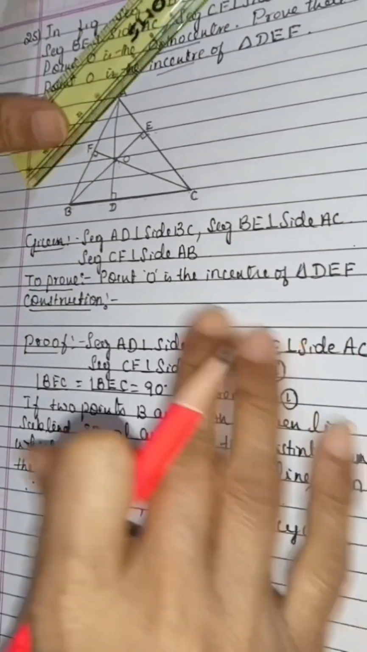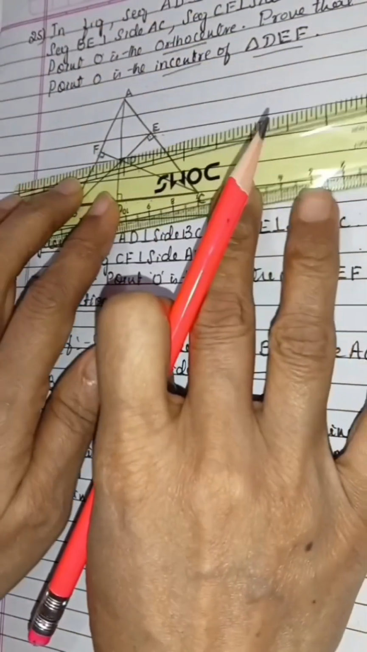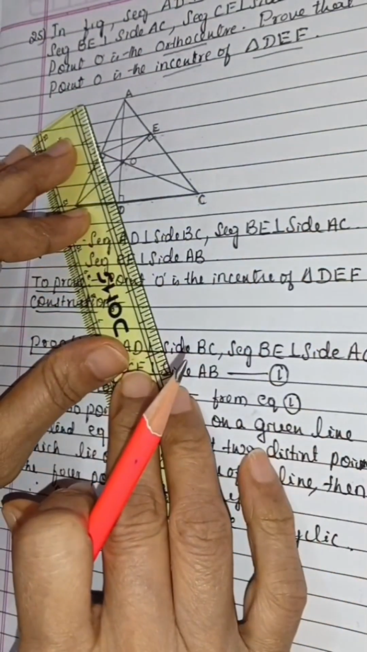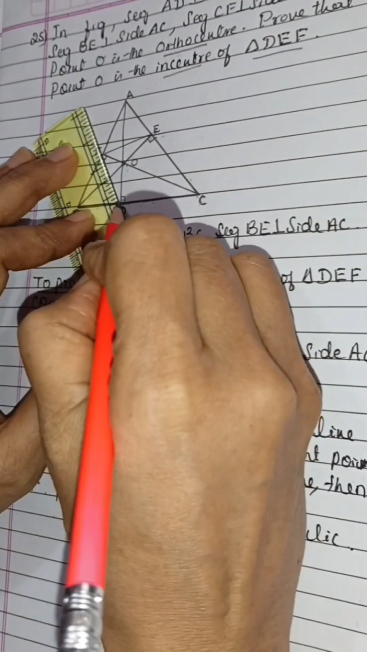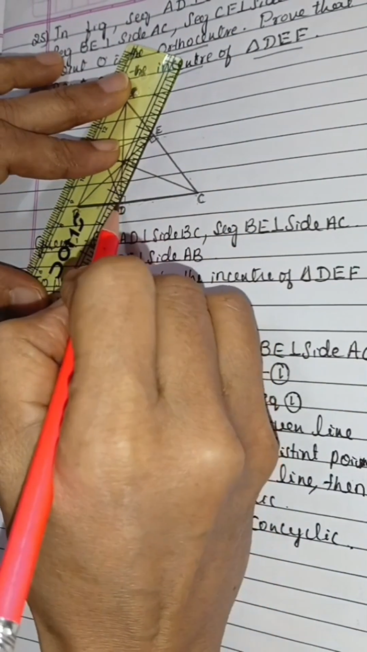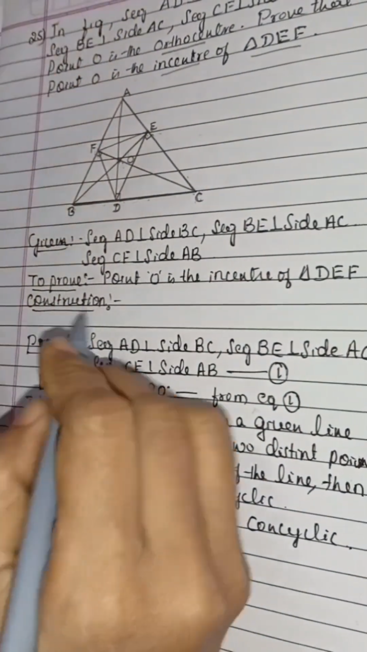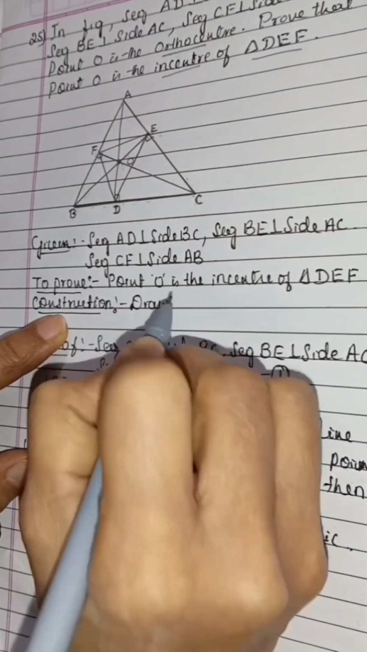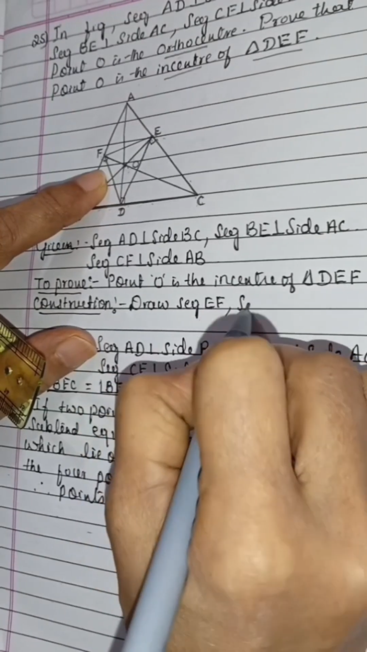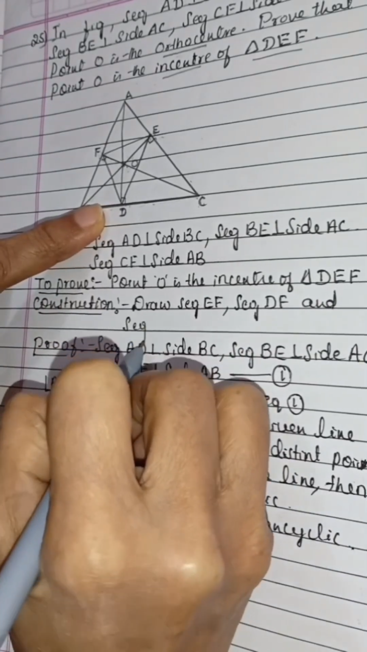Now we will draw the construction, that we will draw triangle DEF. Okay, for that we have to draw EF, draw segment DF, and DE, segment DE. Okay, write the construction now. Construction: draw segment EF, segment DF and segment DE.